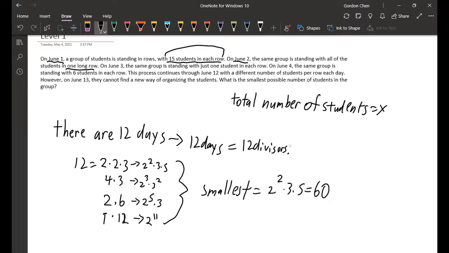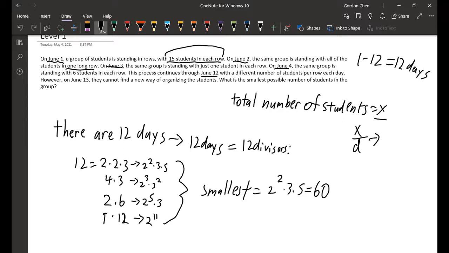And the same group on June 3rd and June 4th. And so on all the way to June 12th. So June 1st through 12th is a total of 12 days. And so for 12 of the days, it was possible to divide the number of students, which is X, by a number. That's the divisor of X.